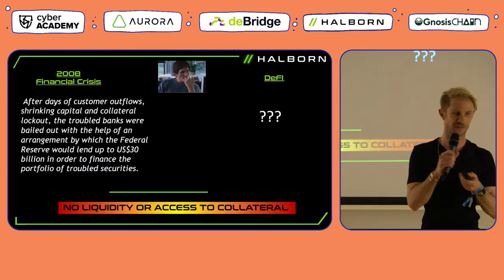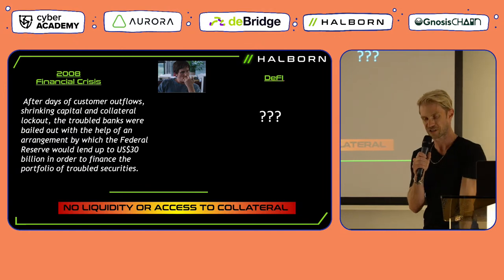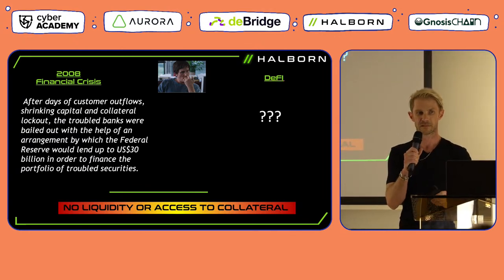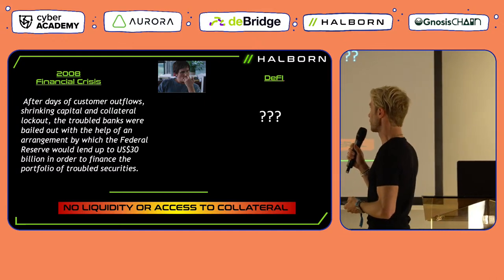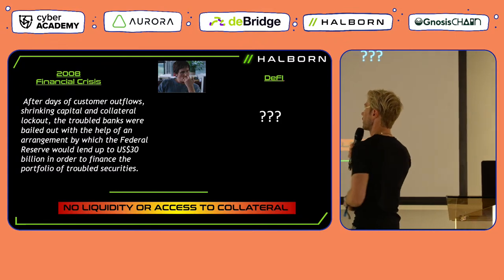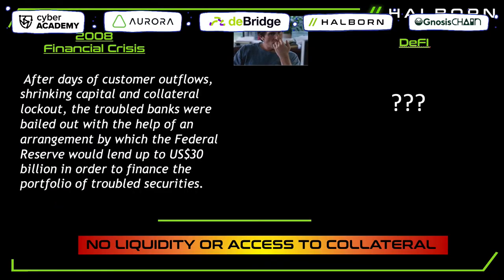So it's kind of similar to what happens if our bridge gets cut off or there's a flaw in the contract. So you can see here the summary. After the days of the outflows, the shrinking capital, eventually the Federal Reserve Bank lent $30 billion to Lehman Brothers and bailed them out, and everything's happy again.